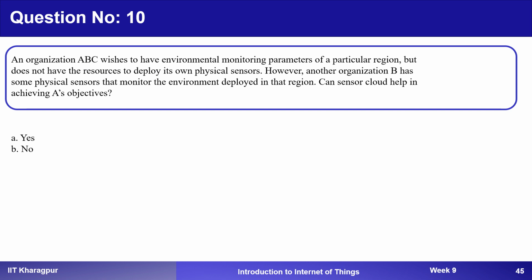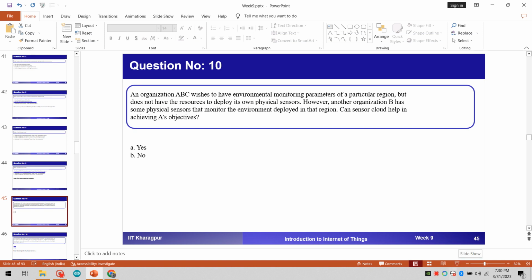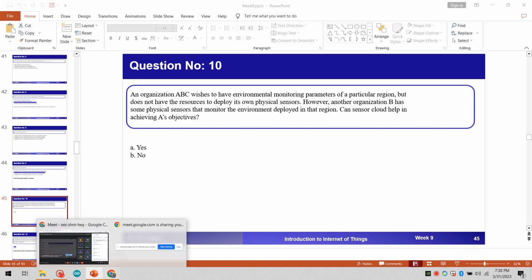Next question is, an organization ABC wishes to have environmental monitoring parameters of a particular region but does not have the resources to deploy its own physical sensors. However, another organization B has some physical sensors that monitor the environment deployed in the region. Can sensor cloud help in achieving A's objective? Options are yes or no. Yes. Okay. A, ma'am. Others?